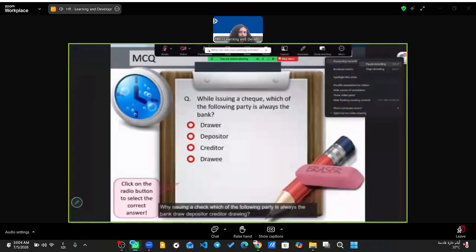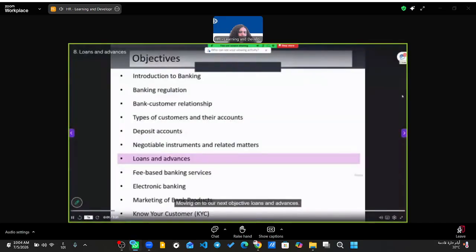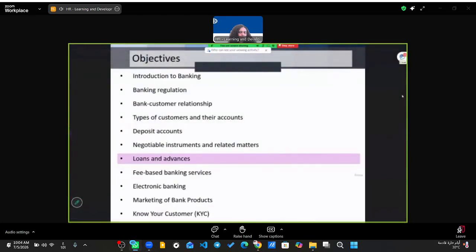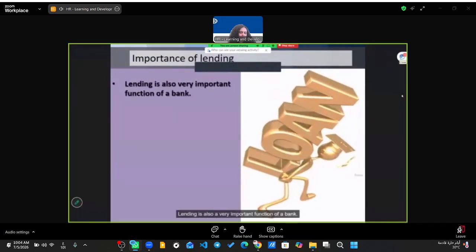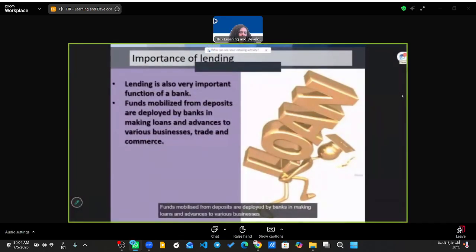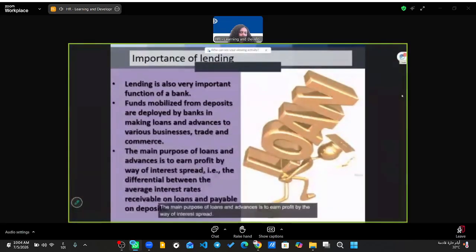Drawer, drawee, payee, deposit. Moving on to our next objective, loans and advances. Importance of lending. Lending is also a very important function of a bank. Funds mobilized from deposits are deployed by banks in making loans and advances to various businesses, trade and commerce. The main purpose of loans and advances is to earn profit by way of interest spread, that is, the differential between the average interest rates receivable on loans and payable on deposits.